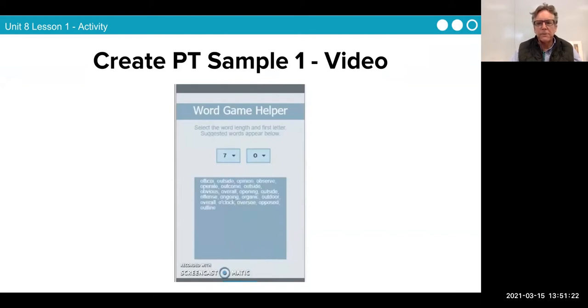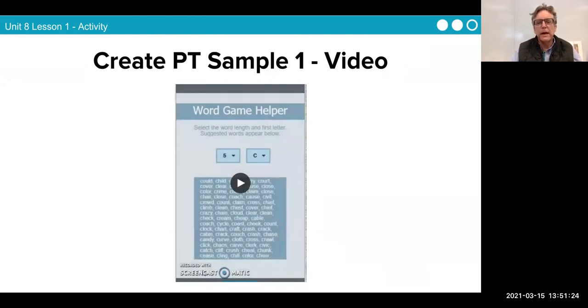So what does this app do? You tell it how many letters you want the word to be and what letter to start with, right? How many letters in the word and what letter to start with, and it is filtering some giant list.